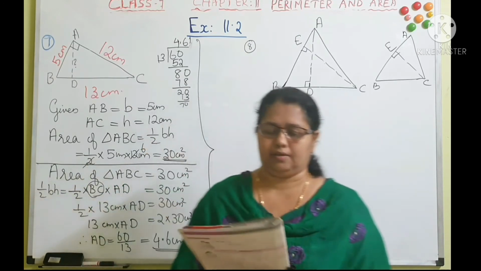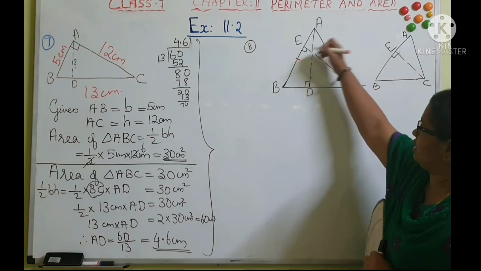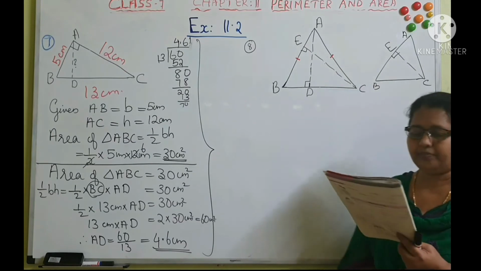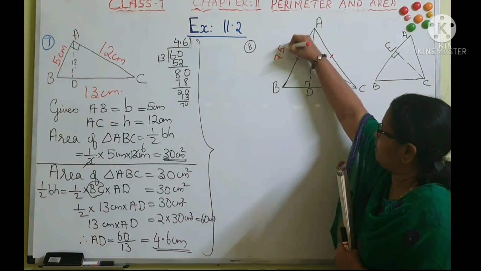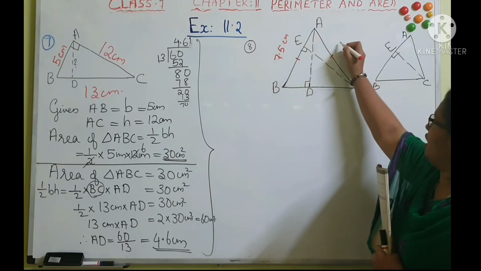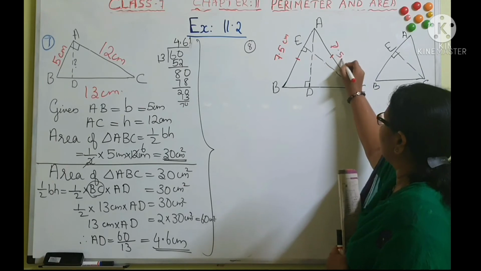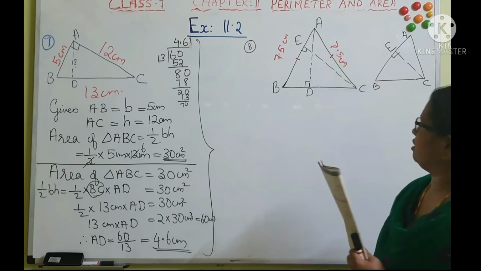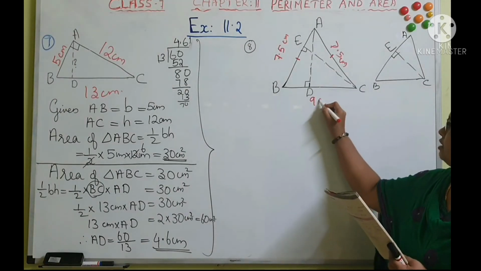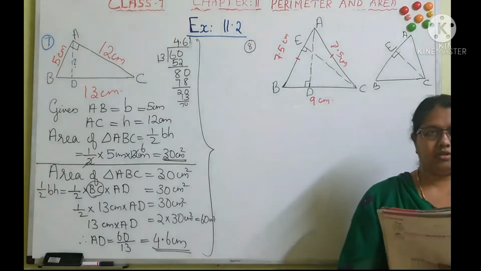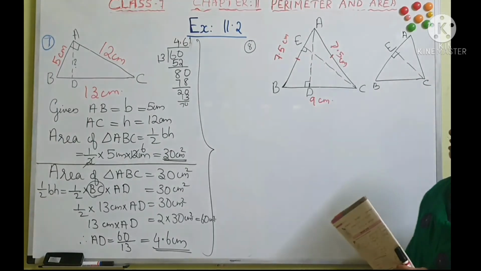That is CE. Triangle ABC is an isosceles triangle, that is AB equal to AC, and AB is given as 7.5 centimeter and AC is also 7.5 centimeter. BC is 9 centimeter. We have to find the area of triangle ABC.